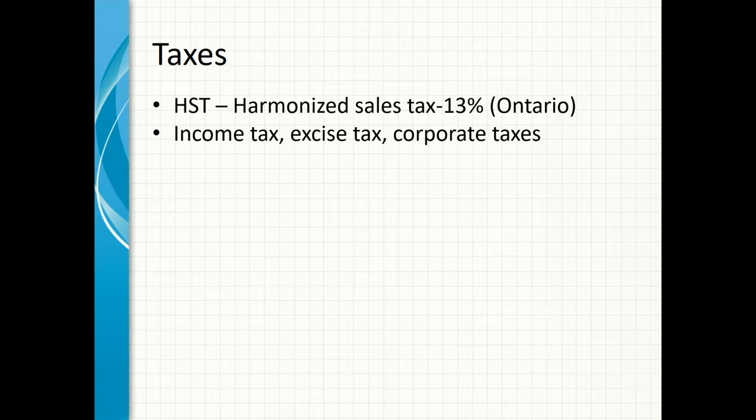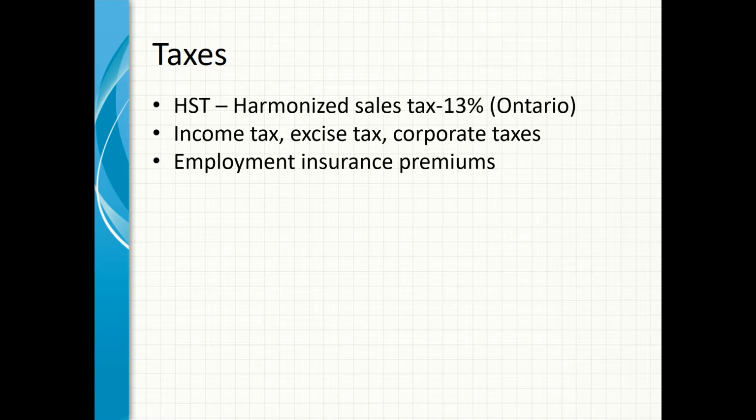Then you have excise taxes. So taxes on things like alcohol, cigarettes, gasoline. Those are the big ones. Those are called excise taxes. And then finally, corporate taxes. So taxes that corporations pay, like corporations like Bell Canada, Petro Canada, all the main companies and smaller companies in Canada.